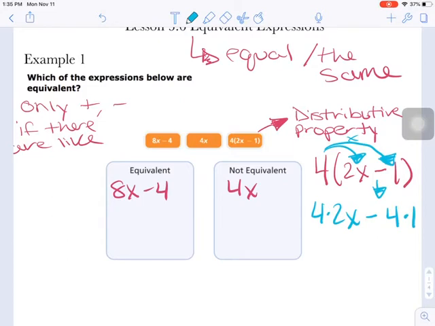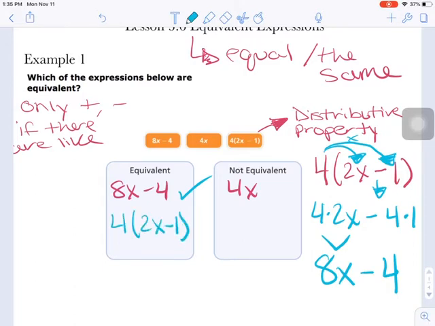When we solve this out, we have 4 times 2 is 8, so we have 8x minus 4 times 1 is 4. And if you notice, this is the same as our 8x minus 4. So we can say that 8x minus 4 is equivalent to 4 times 2x minus 1. So those are equivalent. Again, with distributive property, you take whatever's on the outside and multiply it by everything on the inside of the parentheses.